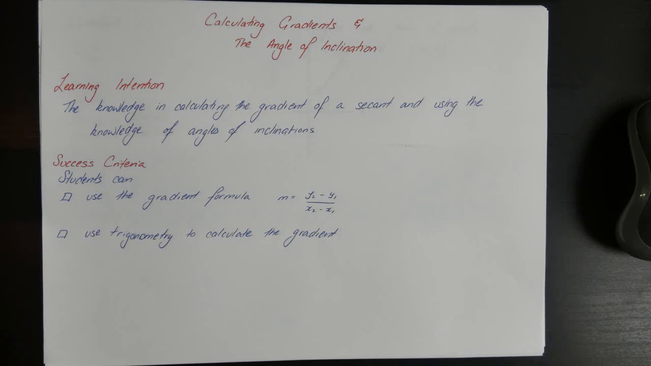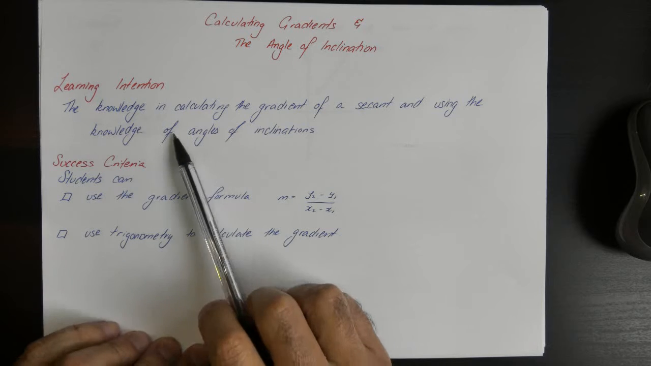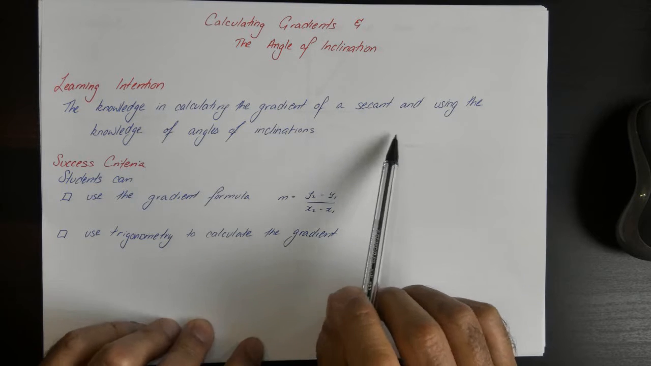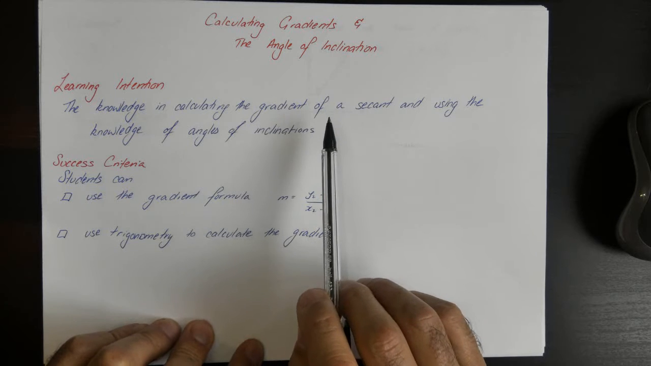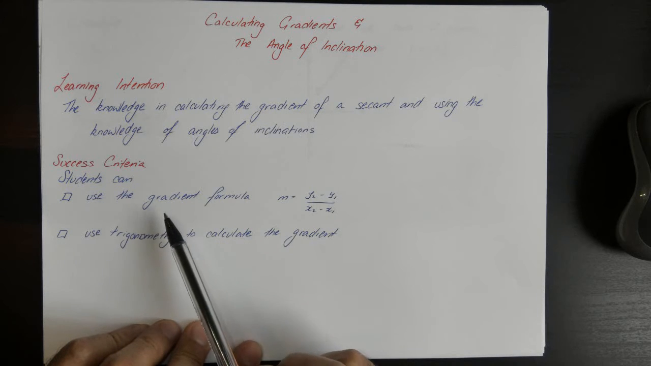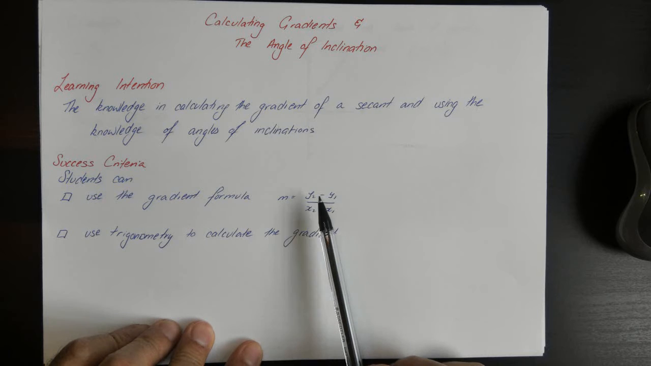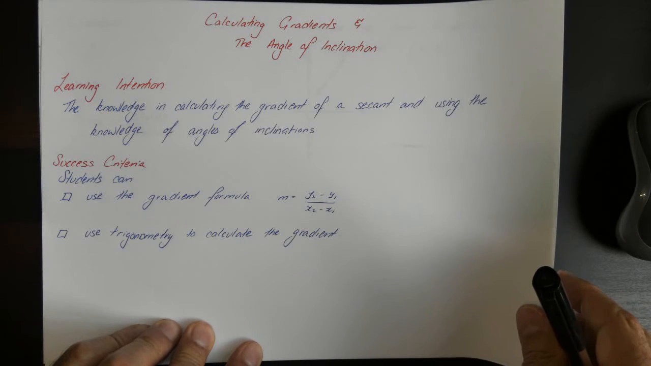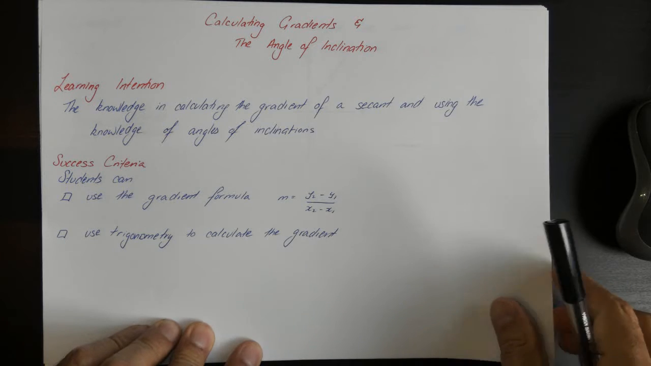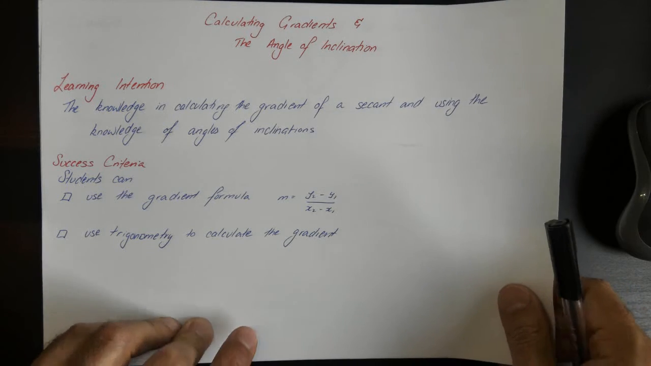Okay, so today we are looking at calculating gradients and also looking at the angles of inclination. Our learning intention is to gain the knowledge in calculating the gradient of a secant and using the knowledge of angles of inclination to calculate the gradients. So students can use the gradient formula, m equals y2 minus y1 over x2 minus x1, or use trigonometry to calculate the gradient. So let's do some examples.